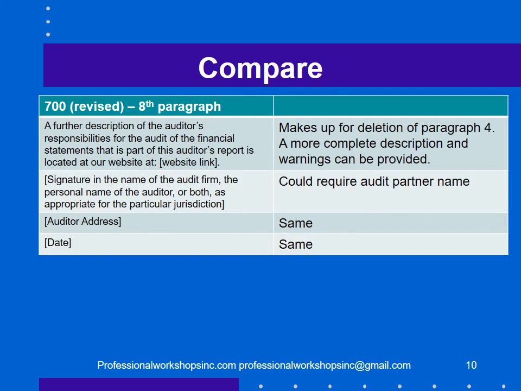Eighth paragraph, further description of our responsibilities on our website, and we will provide a website link. And that makes up for the deletion of paragraph 4, and a more complete description and a longer list of warnings of how an audit might miss things can be provided. Then signature either in the name of the audit firm or the personal name of the auditor, or both, and the auditor address and the date of the audit report. Both of those are the same.